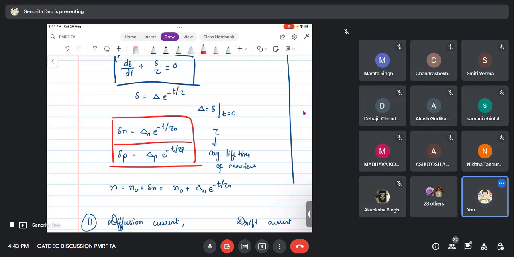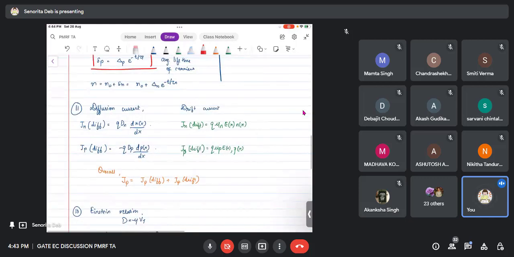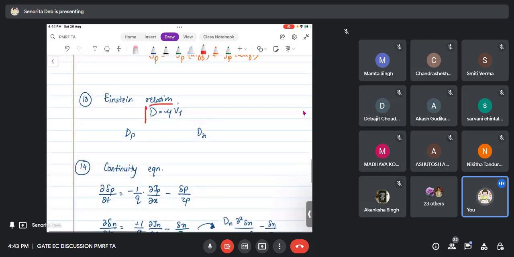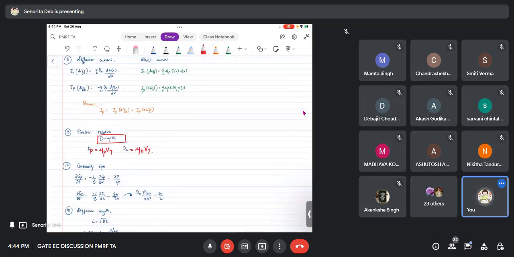Okay. Then will come diffusion current density, drift current density concept. Then Einstein's relation is also important, D = mu Vt, where Vt is the thermal voltage. So, for holes, Dp = mu p Vt, and for electrons Dn = mu n Vt. It might happen that you are unable to understand anything. Okay. Right now you are unable to understand anything, and that is fine. If you do not know these topics, you will not understand.